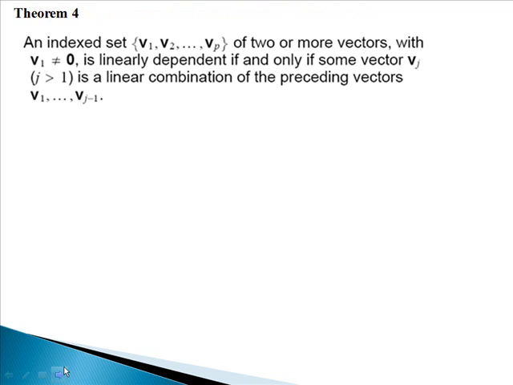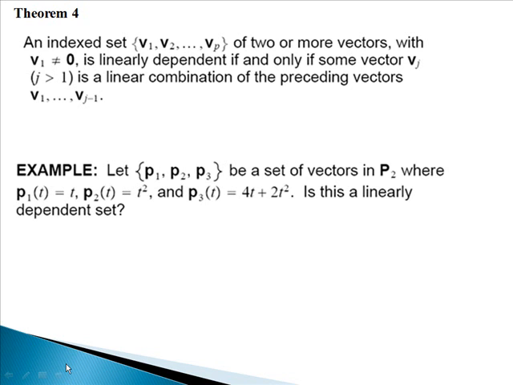Theorem 4 says an indexed set v1 through vp of two or more vectors, with v1 not equal to the 0 vector, is linearly dependent if and only if some vector v sub j, where j is greater than 1, is a linear combination of the preceding vectors.